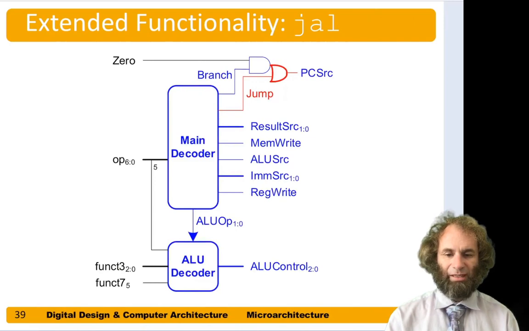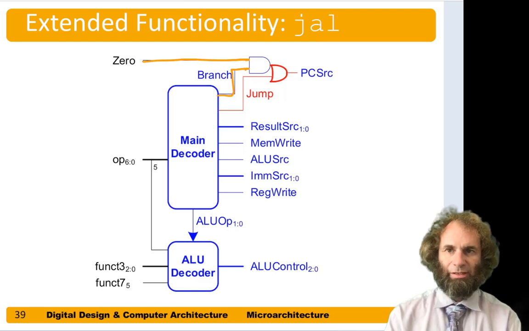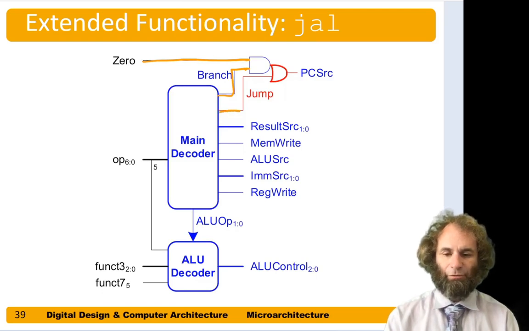So let's start by handling PC source. PC source, we wanted to make true to take the branch target address when it's a branch, and the answer was 0 for branch equal. For jump, if it's a jump, we also want to make PC source 1. So let's add this OR gate to make PC source true anytime we're doing a jump.